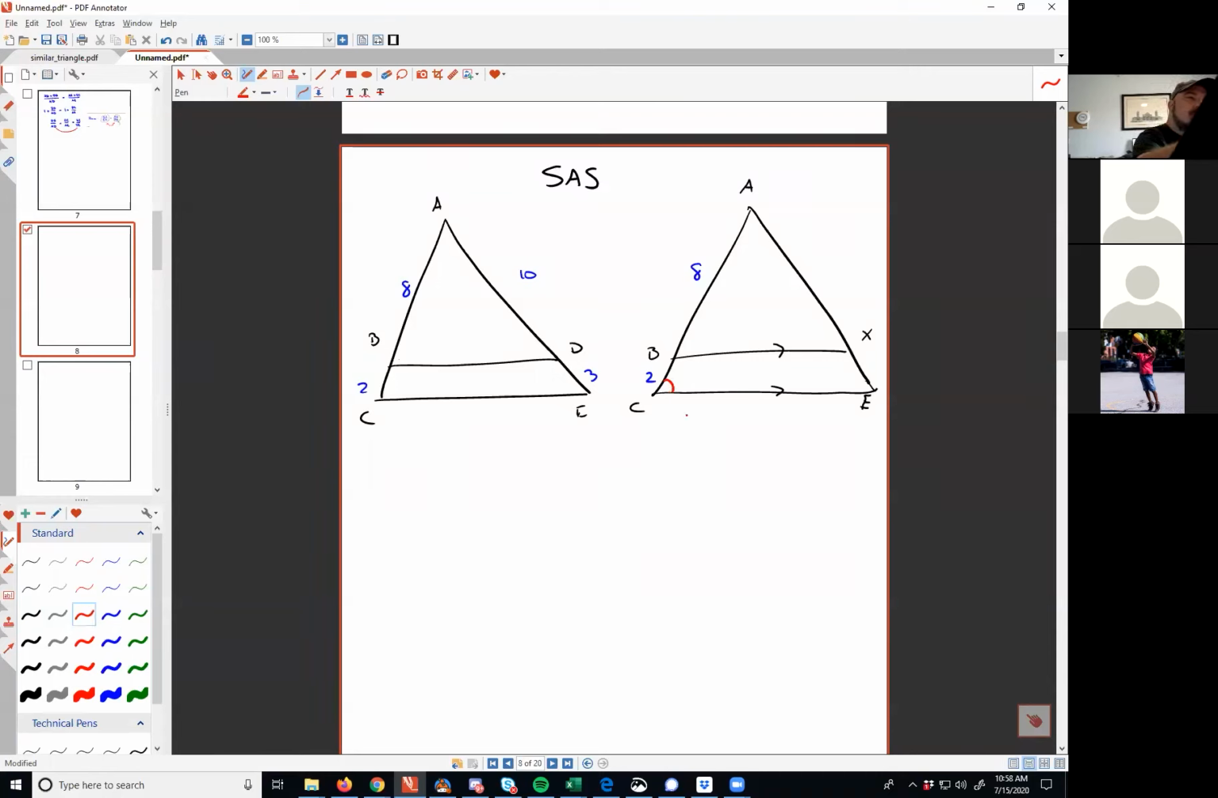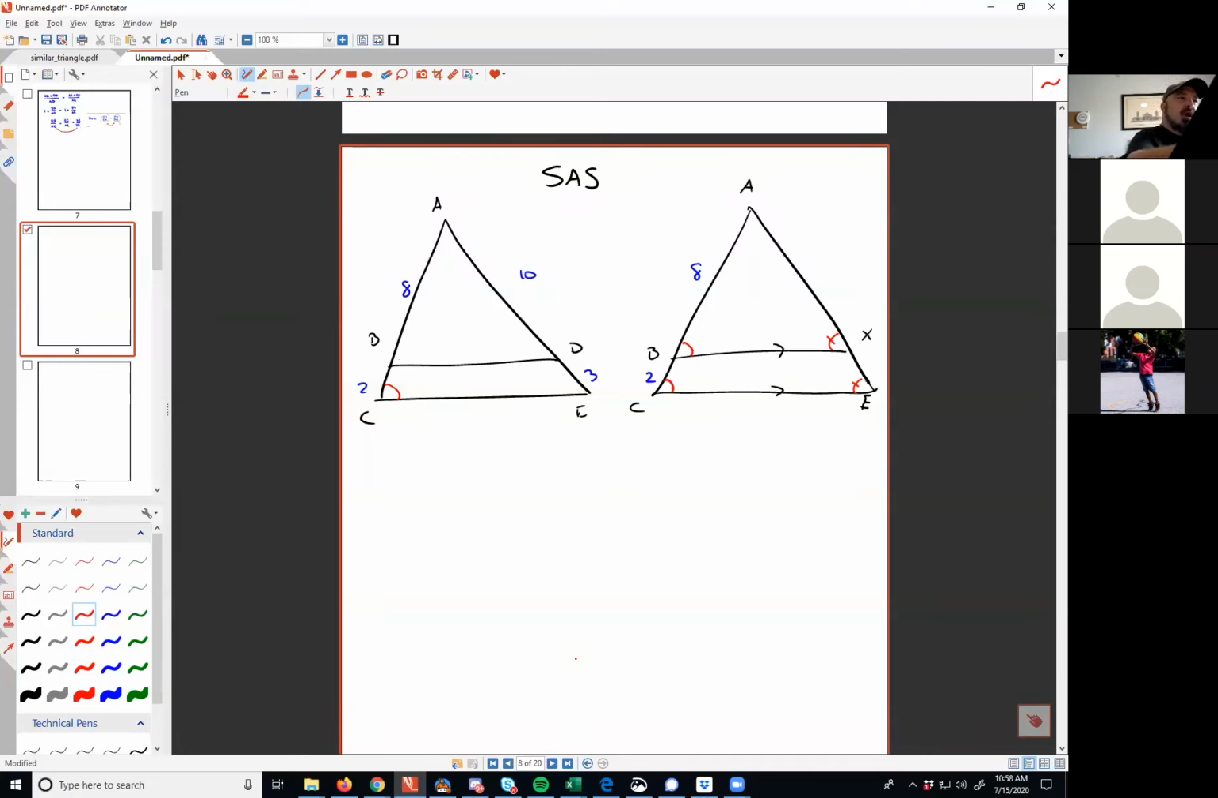ACE and, I want to say AEC, but ACE and AEC are not necessarily the same, my bad. ACE and ABX. And ABX, good. That's right. Now use the other transversal. AEC and AXB. And AXB, good.